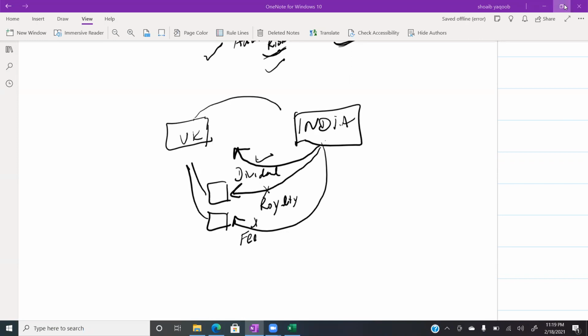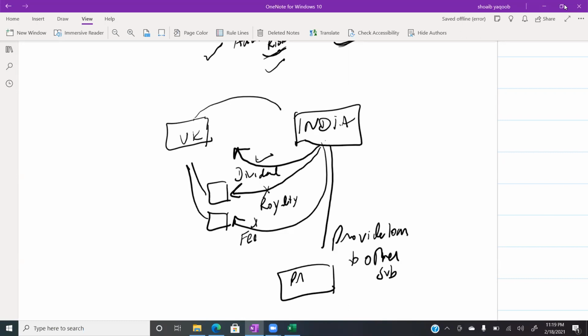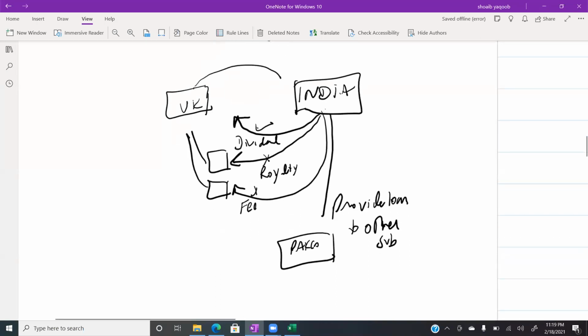Okay, sub loan. What will India do? India will provide a loan to another subsidiary. Let's suppose the Pakistani company. And the Pak company will give that amount to the UK company because there is no restriction in Pakistan. So funds move from one country to another and from the other country to the parent company. Simple.